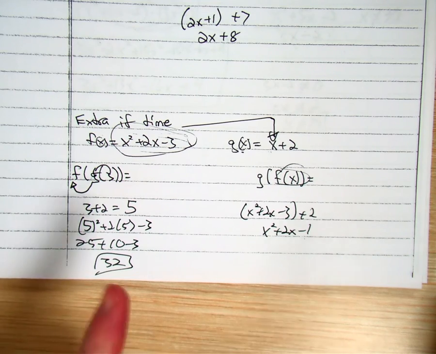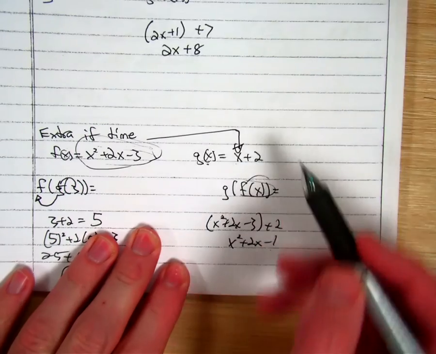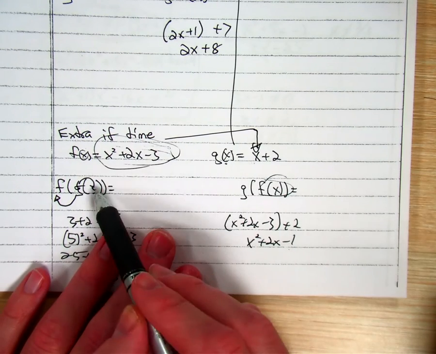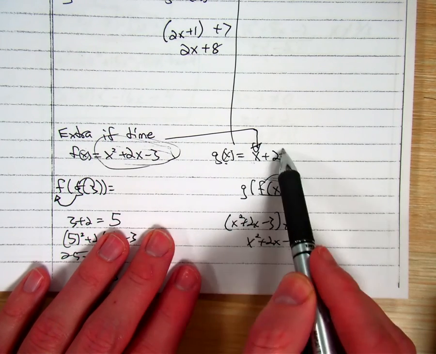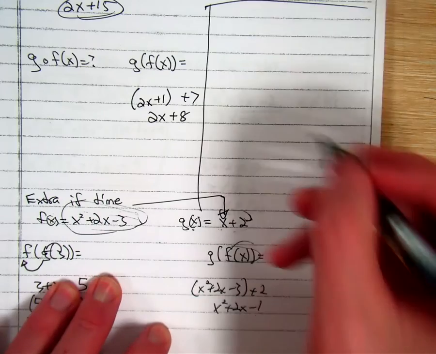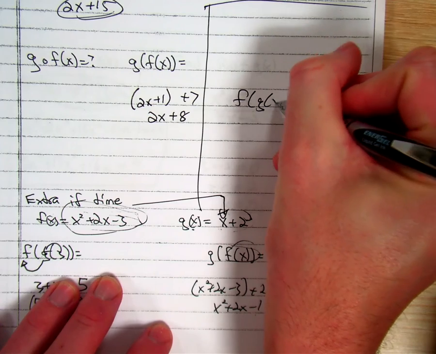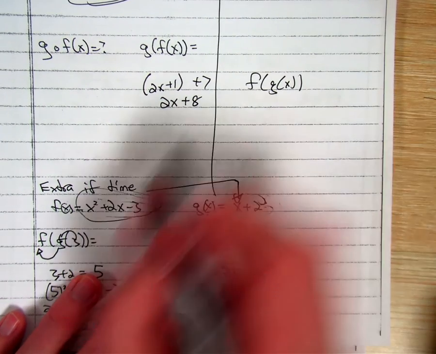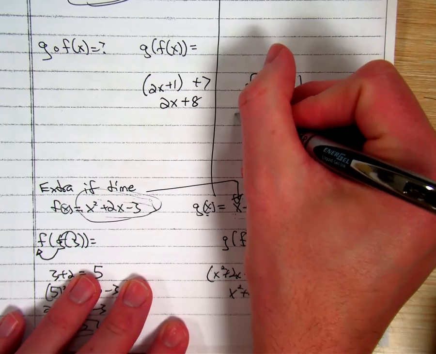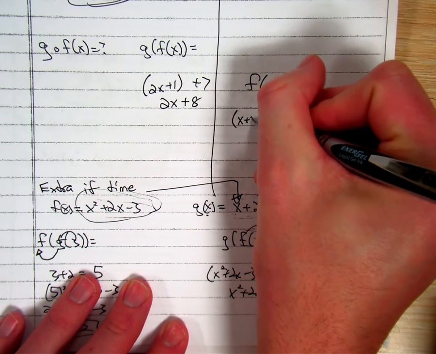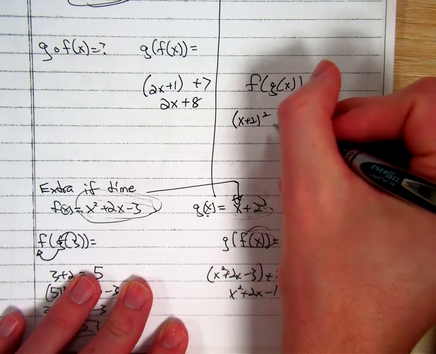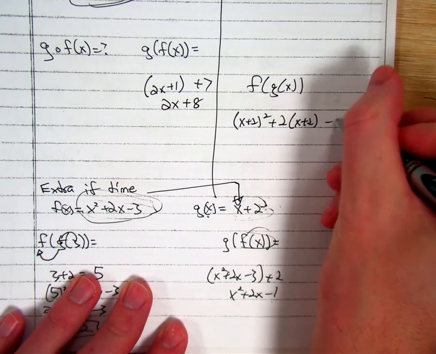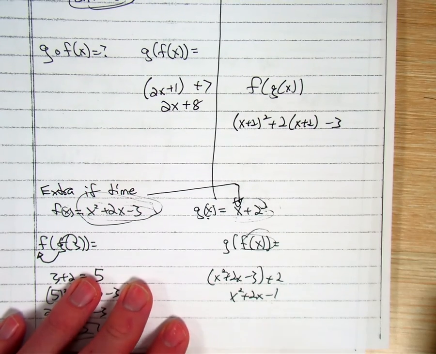Okay, if you have any space left, let's try this, because this could be a tough one. Let's go f of g of x. So it's going to put this all into there. All right, we're taking this g of x and we're putting it in for the x spots. Now we got 2 x spots and one of them is a square. So we have parentheses x plus 2 squared plus 2 times parentheses x plus 2 minus 3.